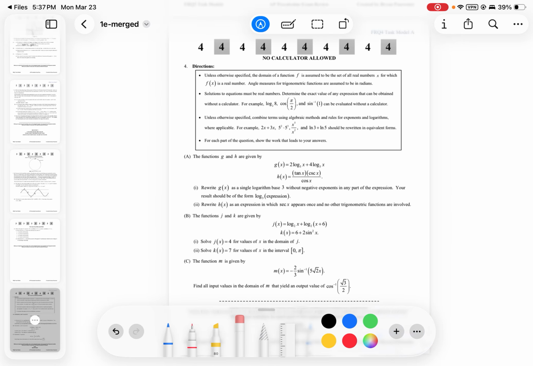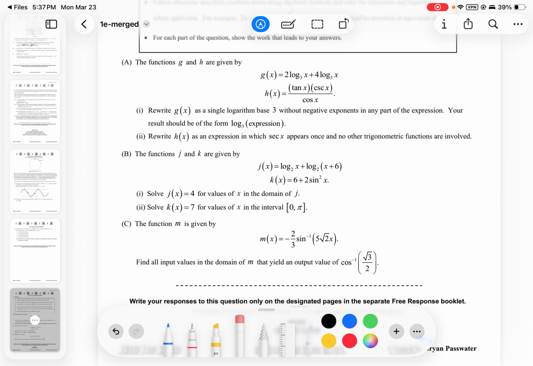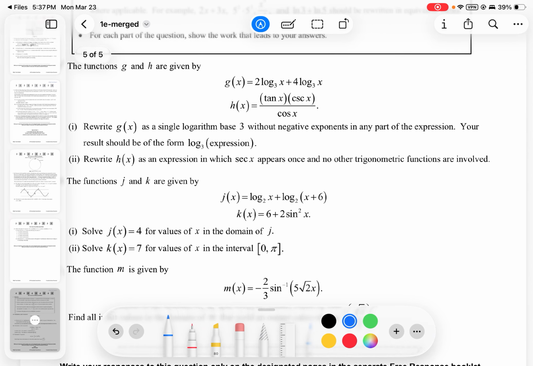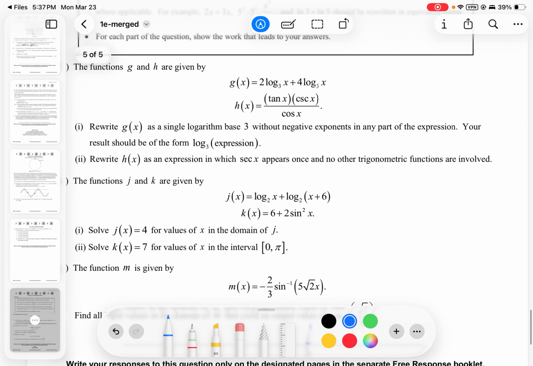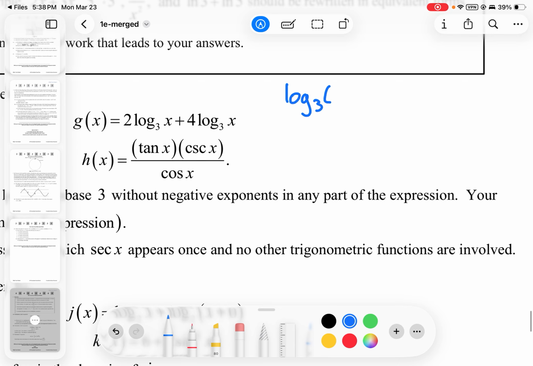We have the functions h and g given by these. First one says rewrite the g of x as a single logarithm, base 3, without negative exponents or any part of the expression. So we just want to take this and write it as a single log. I'm first going to take my coefficients and make them exponents.